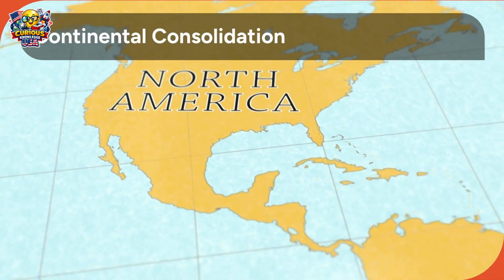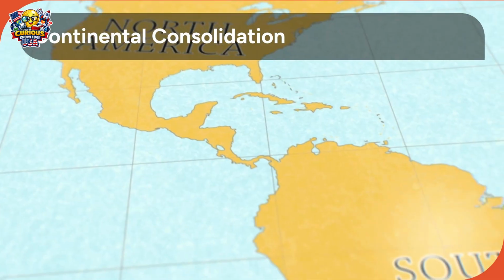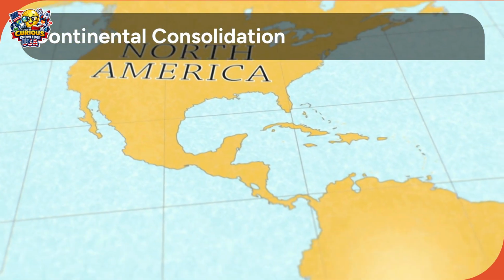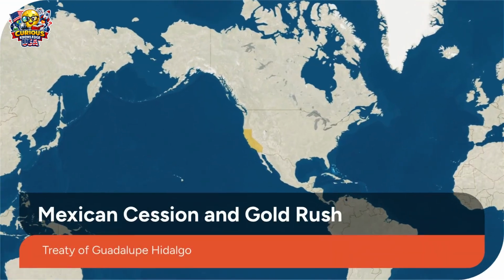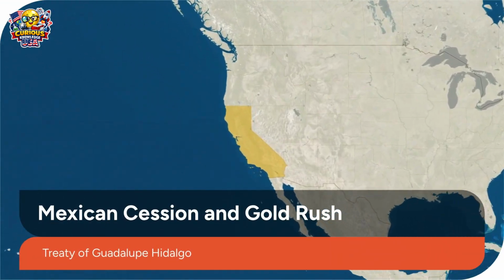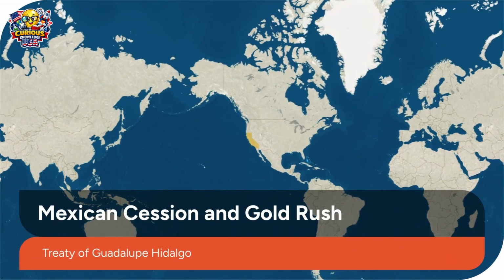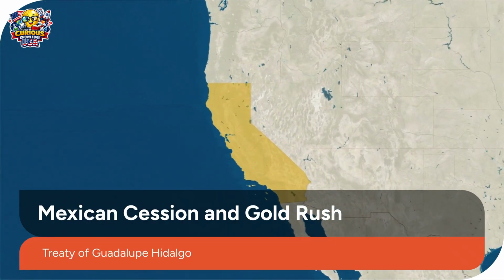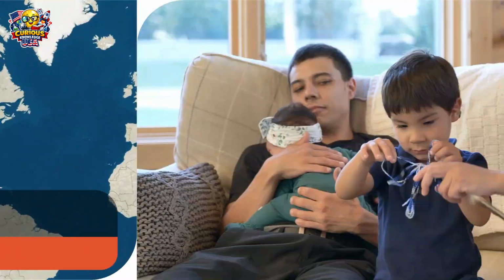From 1848 to 1890, the United States worked to consolidate its continental holdings and grapple with the implications of this rapid expansion. The Mexican Cession of 1848, following the Mexican-American War, brought California and the Southwest into the Union. The discovery of gold soon after spurred massive migration.